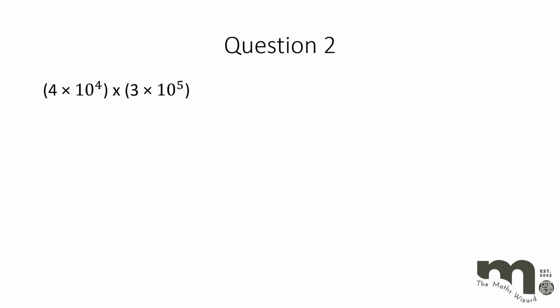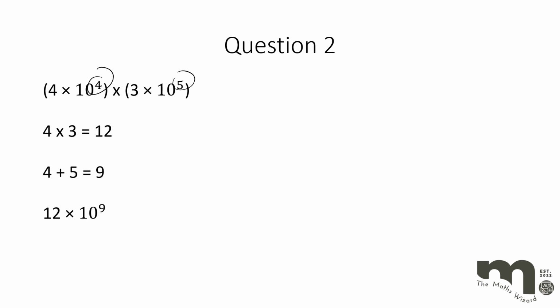Okay, let's take a look at this then. Our numerical part here is 4 and 3, so we do 4 times 3 to get 12. Then we've got to add our powers, so we've got 4 and 5 here, so that makes 9. So far we've got 12 times 10 to the power 9. Mathematically, that is a correct solution to this sum, but the issue is it's not in standard form.